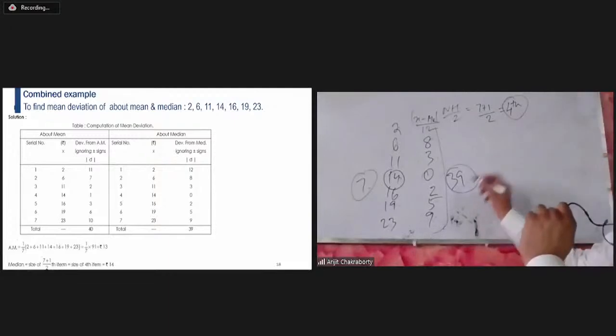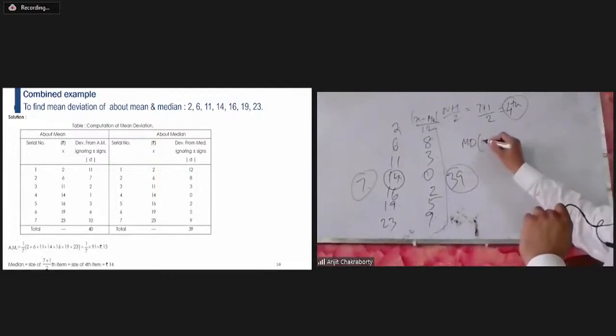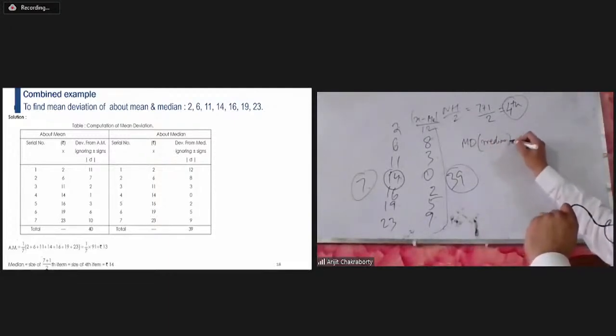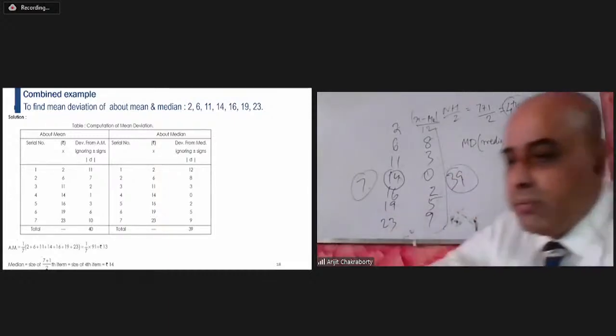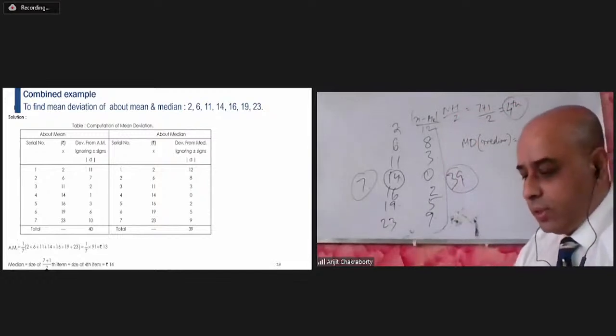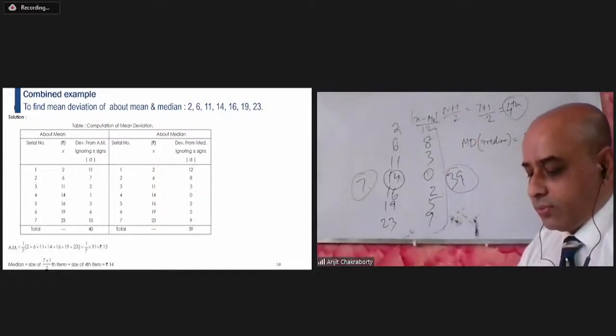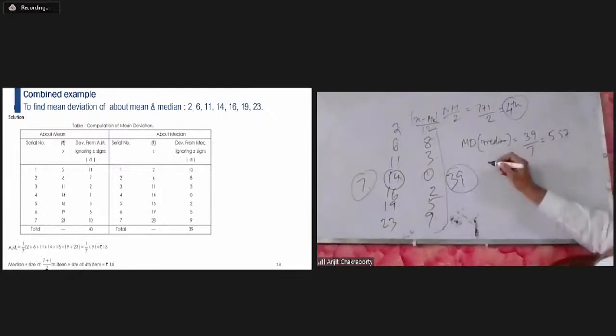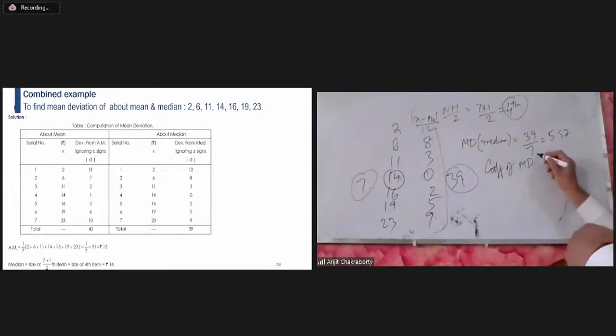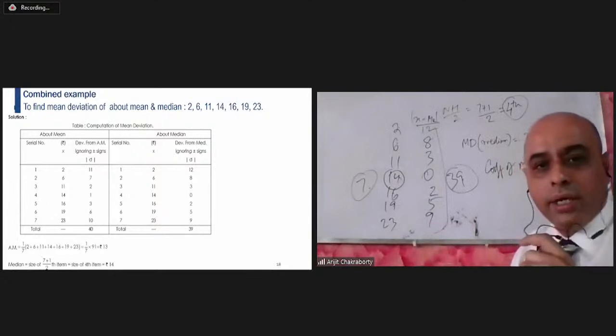So the mean deviation about median, that means from the median we are finding out, it is 39 divided by 7. 39 by 7, let us just work out and find out the exact figure. We have 39 divided by 7, it comes to 5.57. So I'm getting 5.57. So now the coefficient of mean deviation, but this is about median.